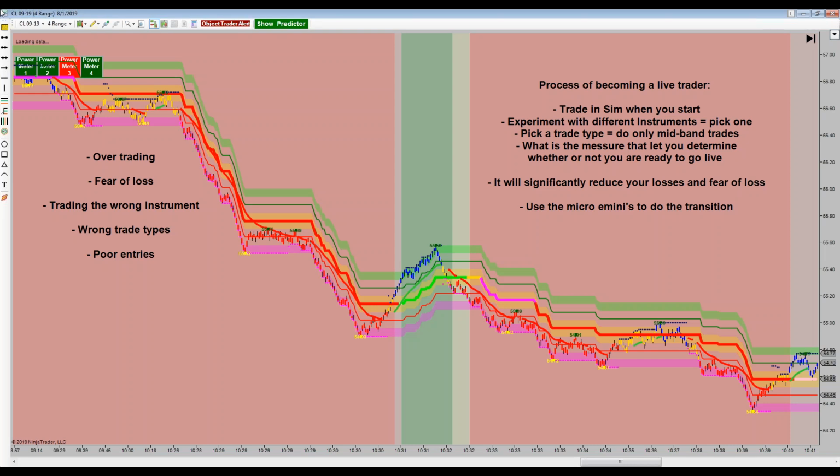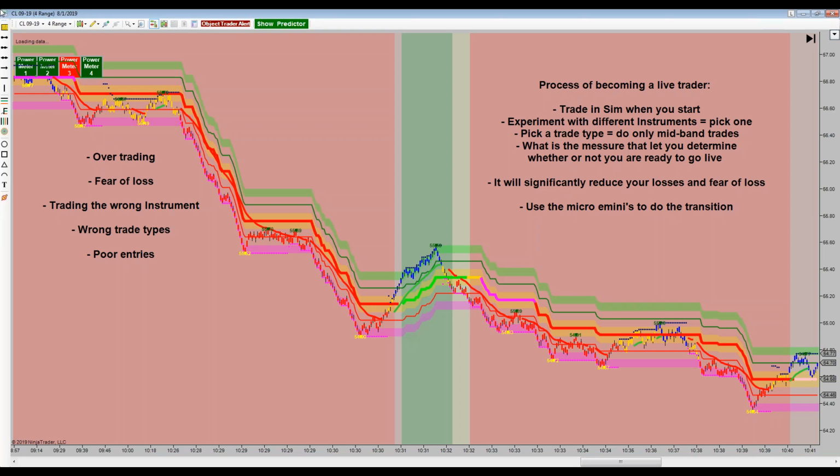For some of you that are trading in sim and you're just learning the system, it might seem like this is a mountain to climb, like Mount Everest is in front of you. How am I ever going to get up to where I'm making good money every day? Well, I'm telling you the recipe right here. This is it. Start in sim, pick an instrument or two, experiment with it until you find one you really like. Only trade the mid-band trades for now as you're starting out. You can add the other ones later.